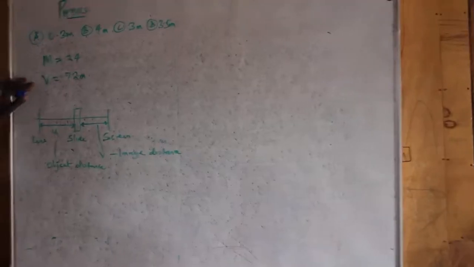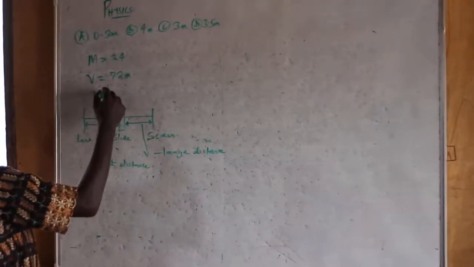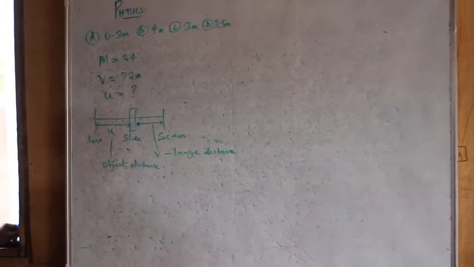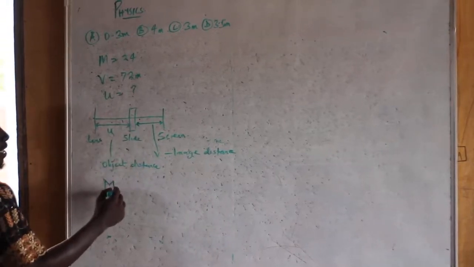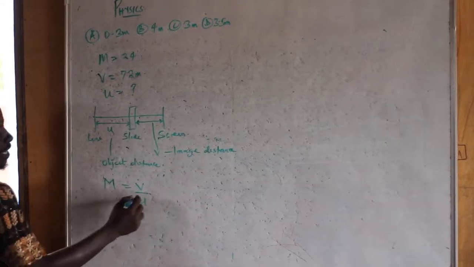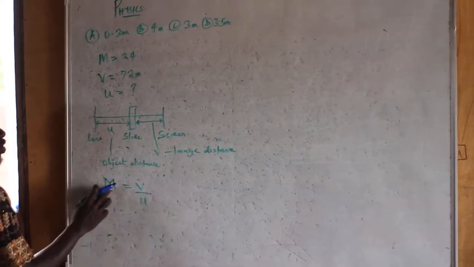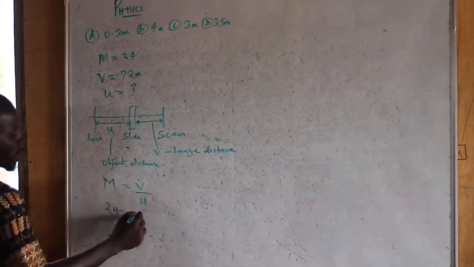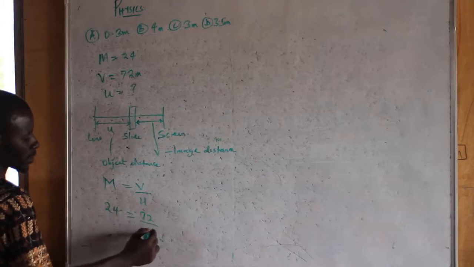Image distance. They say if you find the object distance, which is u, so in this aspect, your formula for magnification is V over U. So you can get your U now. Your magnification is 24 equals to V, which is 72, all over U.